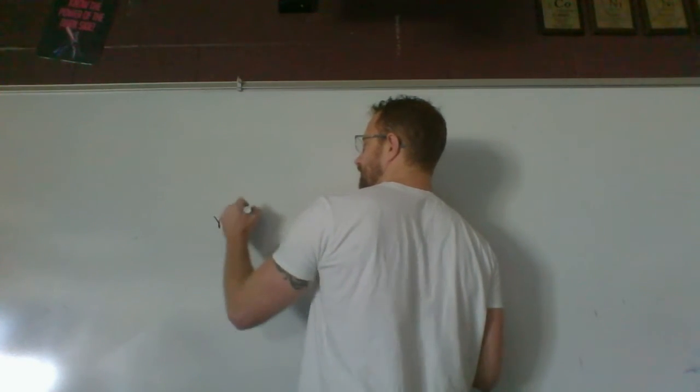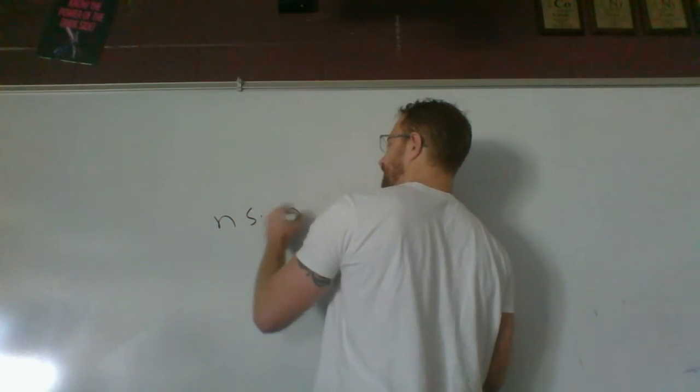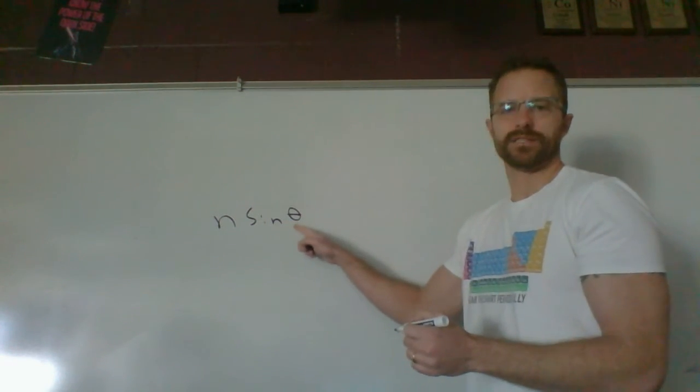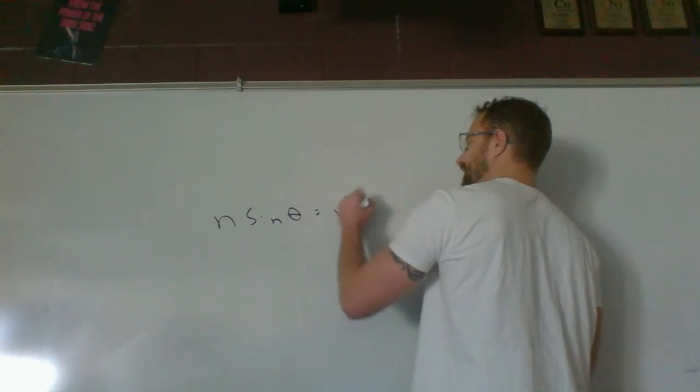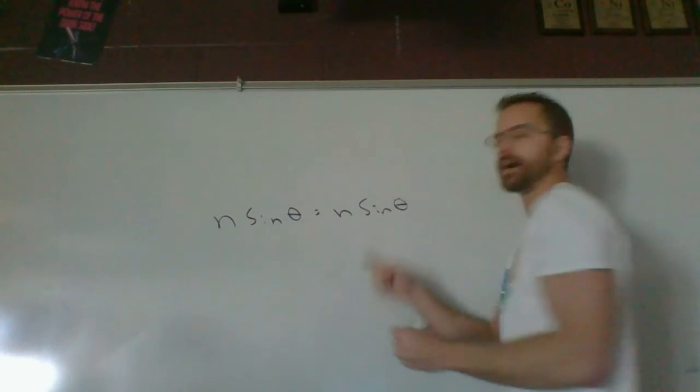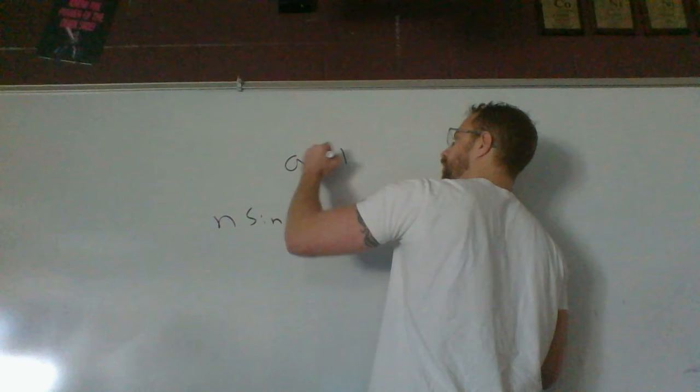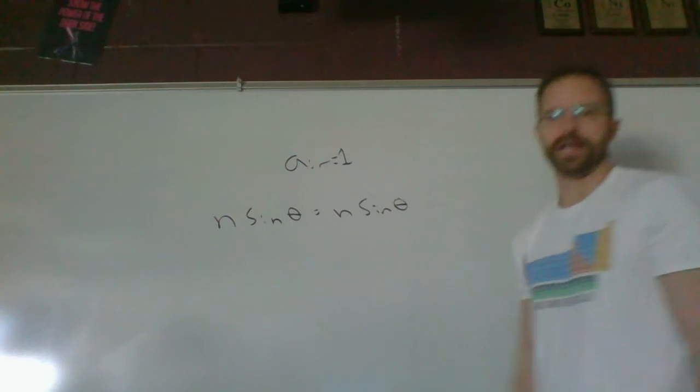So equation 2, that's the equation in your book. That equation is that the refractive index times the sine of the angle in that substance is going to equal the refractive index times the sine of the angle in the other substance. Keeping in mind, air is 1. We just basically define air as 1.